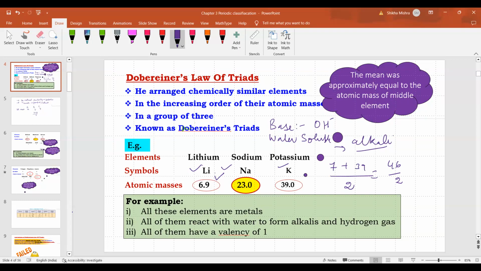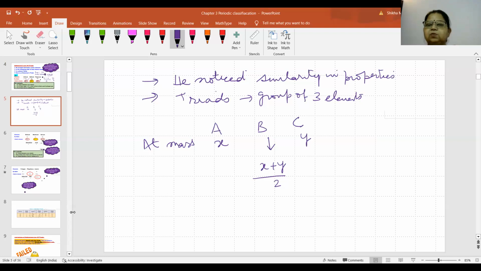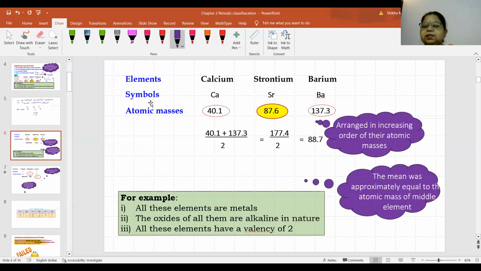Yes, ma'am. Okay. So this is how I explained in the last class, that assuming the atomic masses of elements A and C are X and Y, the atomic mass of B will be X plus Y divided by 2. Now, this is another example where he took calcium, strontium, and barium. These are the elements of group 2 of the modern periodic table. We'll take up the modern periodic table in the following classes, or maybe we'll start it today itself, right?